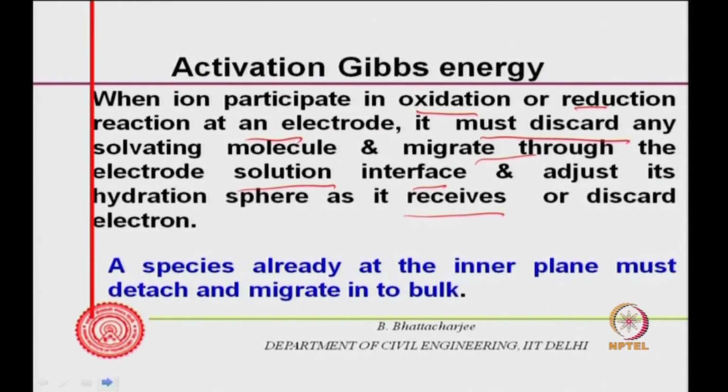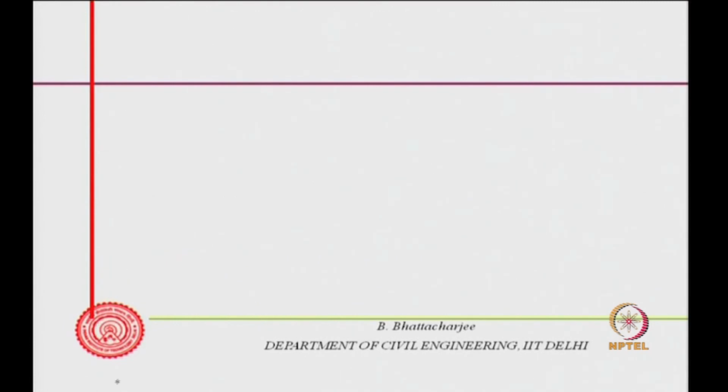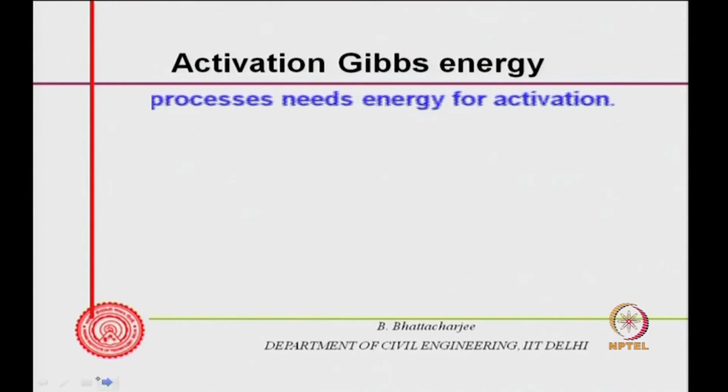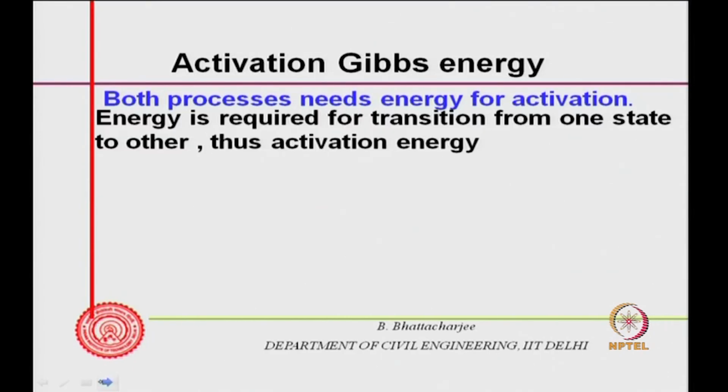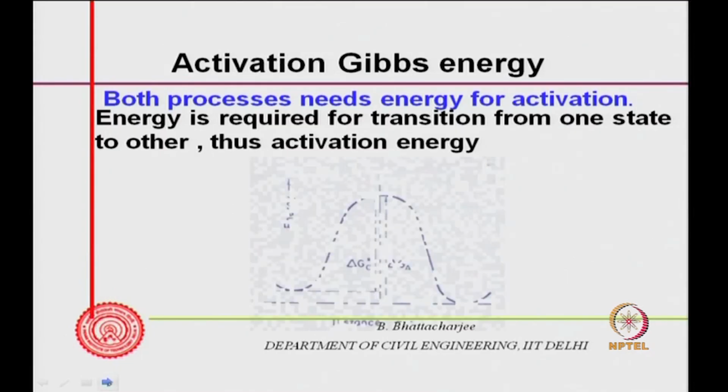So, a species already in the inner plane must dispatch and migrate into the bulk. If it is in the inner plane of the metal, it must migrate into the bulk. If it is already in the solution, it must discard its solvating molecule, pass through the interface and get into the bulk metal. So, both these cases would need some energy, and this activation energy would be needed. Energy is required for transition from one state to the other, so we call it activation energy.